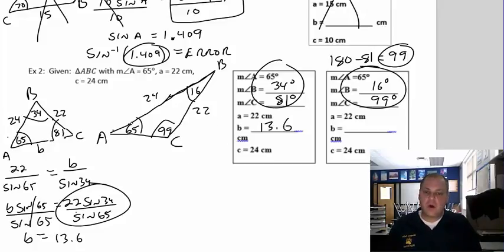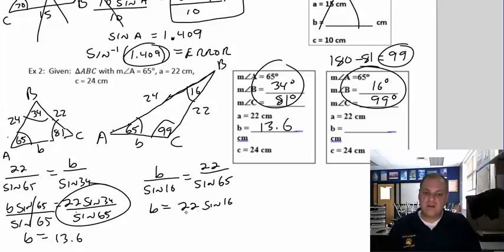13.6. And then the other one, same process. So here's B, and then we're done here. B over, this time it's sine of 16, equals, and we'll just use 22 over sine 65 again. Cross multiply. B equals 22 sine 16 over the sine of 65 after you cross multiply and divide it out. And this time B would equal 6.7.